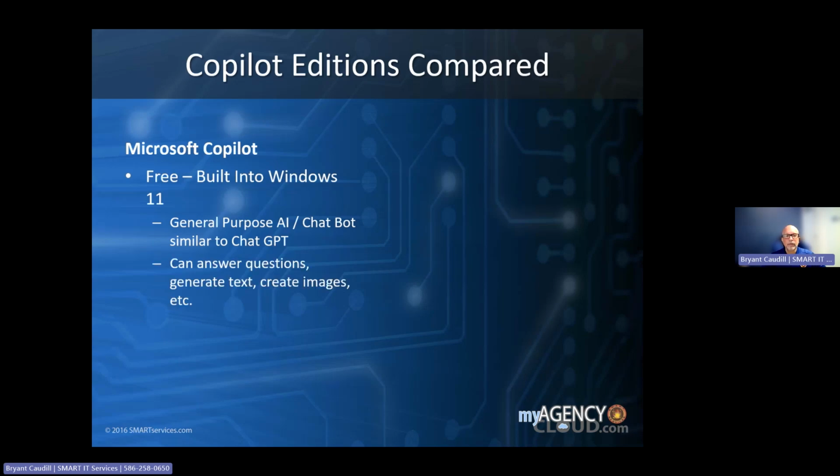And with that, it can answer basic questions. It can generate text, create images, and so on. It does use the internet for all of its information, just like ChatGPT would. And generally, the data that's out there is being trained for others to use.